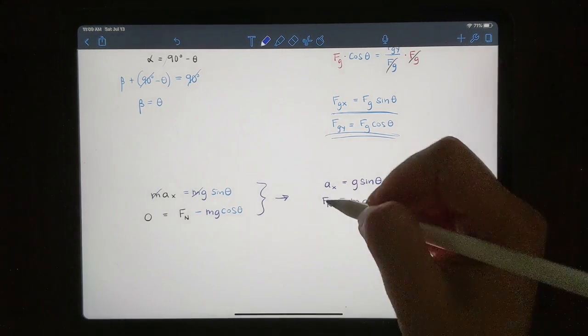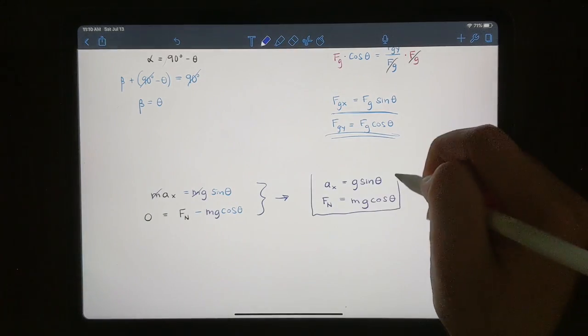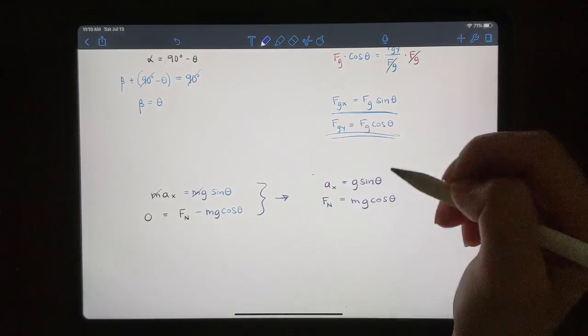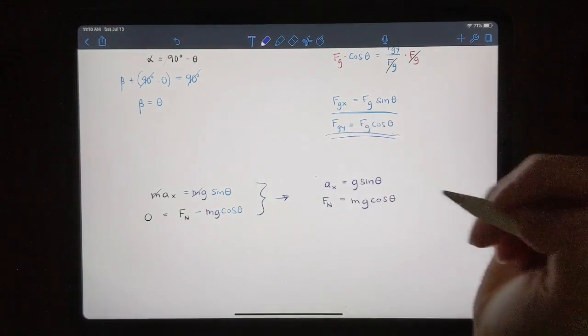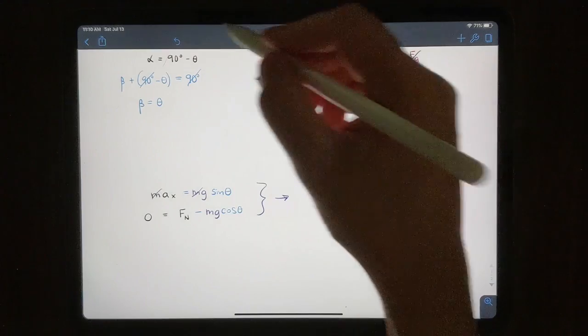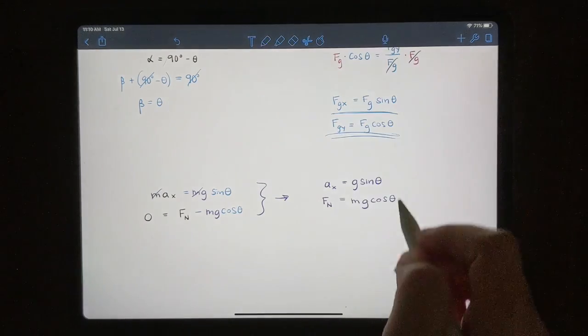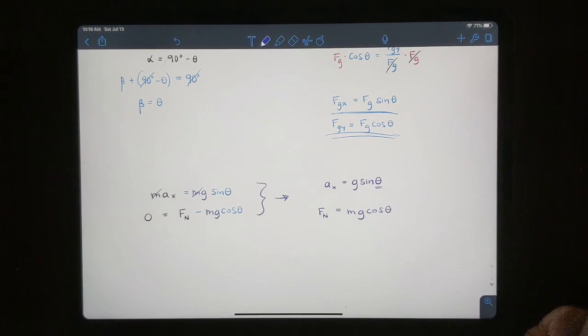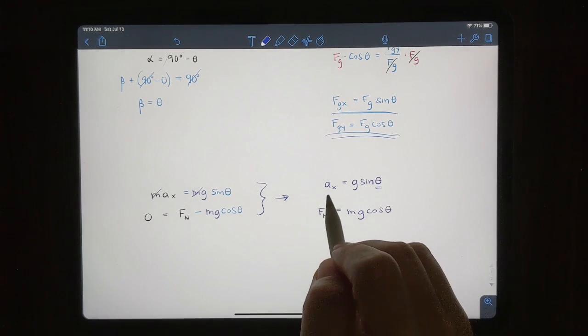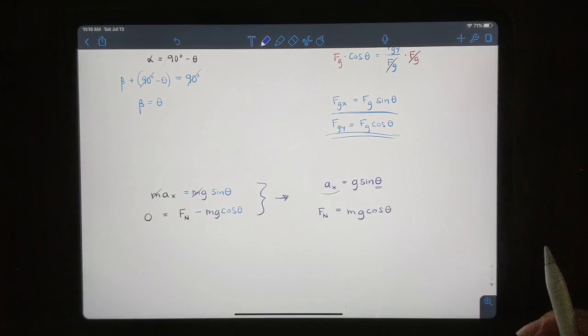Great. No matter what I was asked for, I can go ahead and solve for it. I have the relationship between the acceleration and the angle of the ramp with the top equation. So if I was given the angle of the ramp, I could plug that in here. I know g is 10 meters per second squared, so then I can solve for the acceleration.